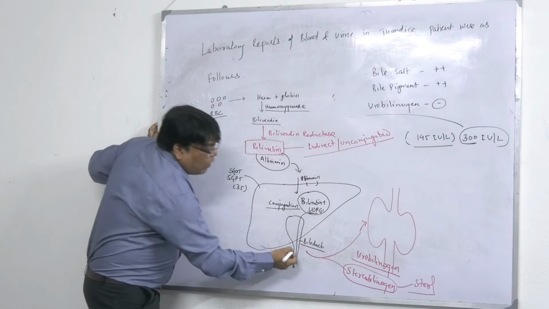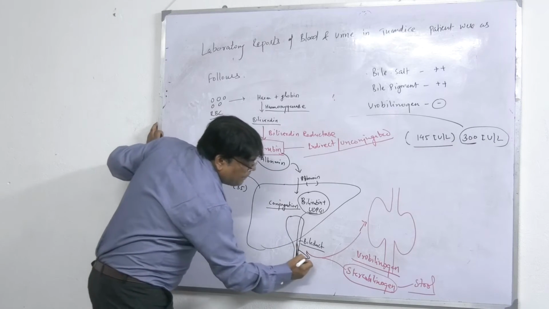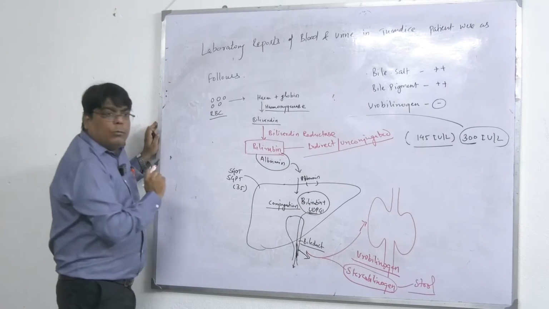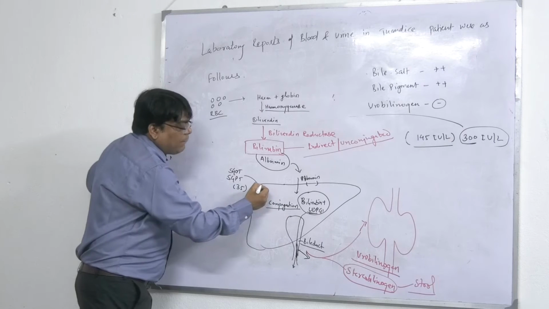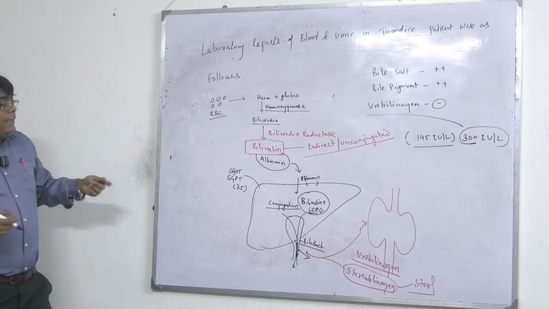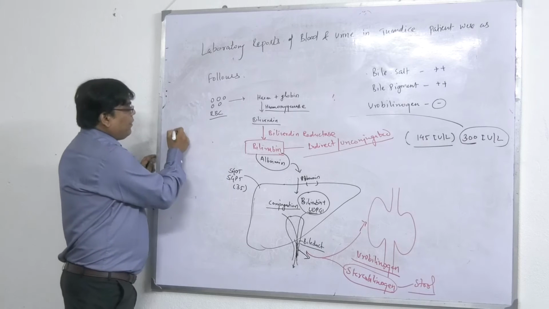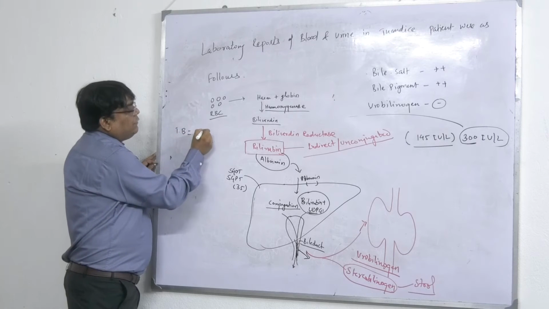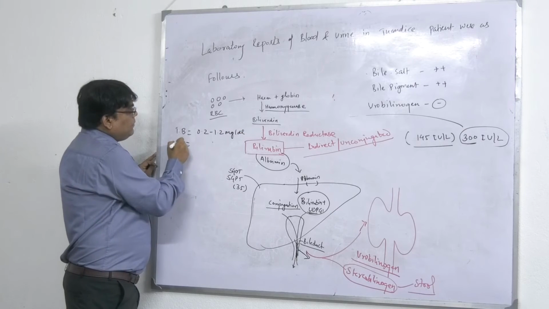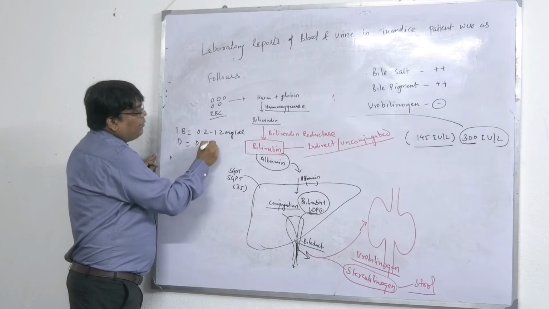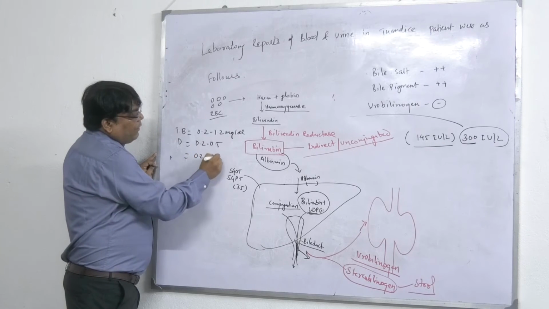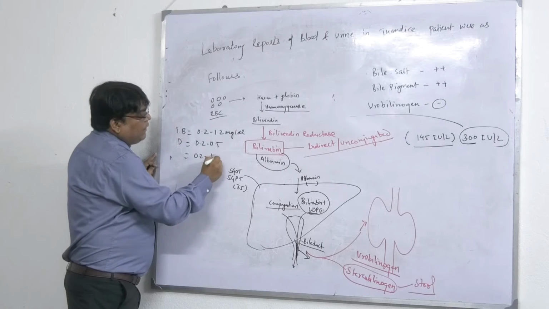But due to obstruction, there is no passage of any kind of direct bilirubin. That's why the direct bilirubin level is high, because direct bilirubin is made in the hepatocyte and does not pass through. The indirect bilirubin level is also high, because what is the normal level of bilirubin? It is 0.2 to 1.2 mg per dl, and direct is 0.2 to 0.5, and indirect is 0.2 to 0.1. Sorry, it is 1 mg per dl.